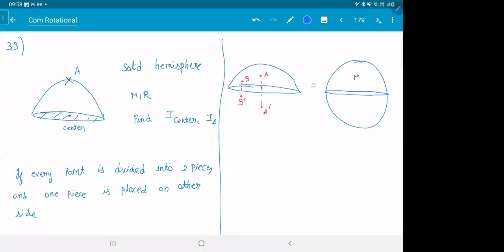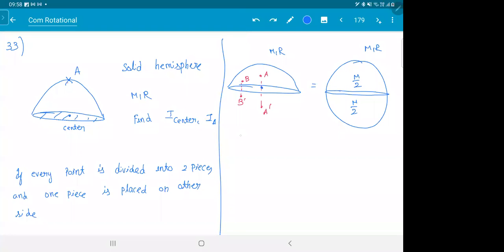Where the upper part is m/2 and the lower part is m/2. So this will become total m, right? Does it make sense? See now, from the center, the distances are identical, just like a mirror image. Up and down are reflections of each other, isn't it? If you put a hemisphere on a mirror, what will you see? Full mirror, full sphere, no? The image and the object both will be a full sphere.